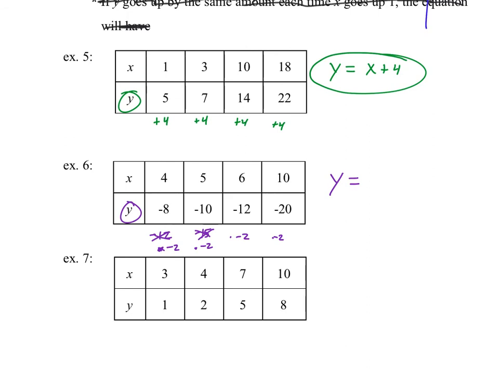But going back to that example we had before, if you have a variable and a number multiplied, you always put the number first. So y equals negative 2x.